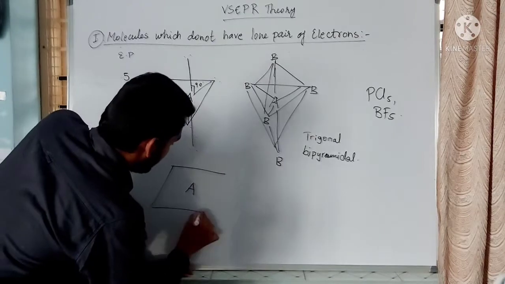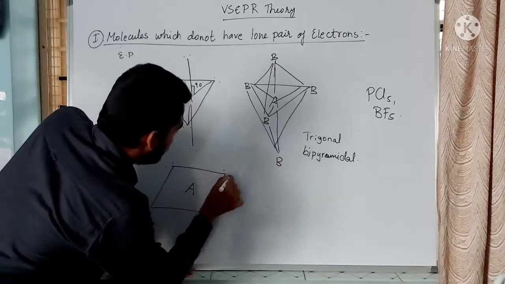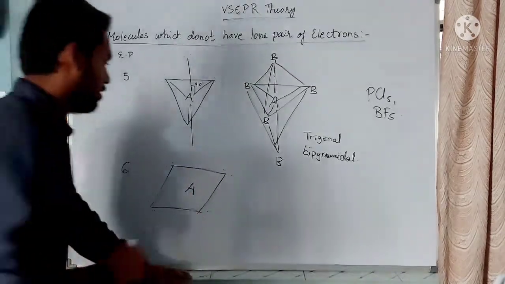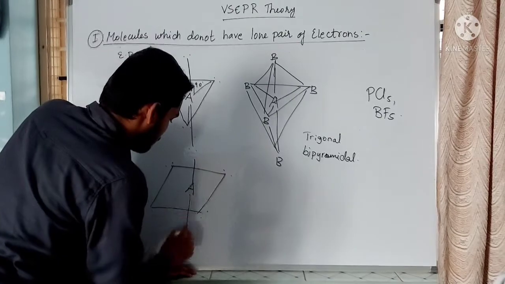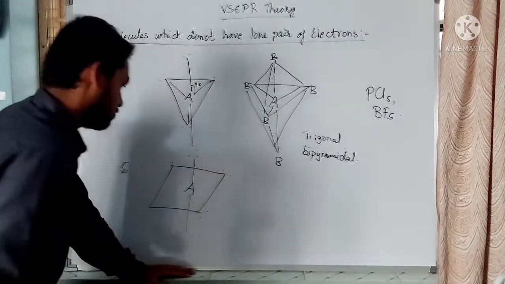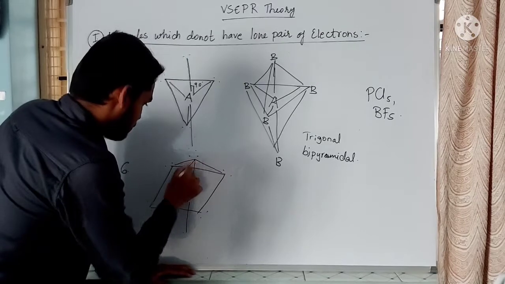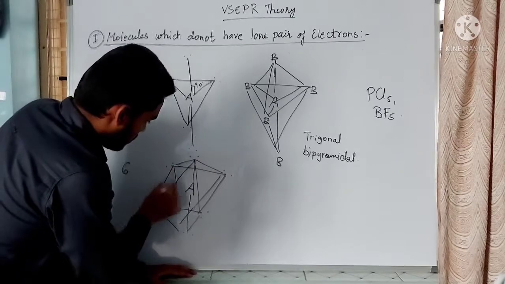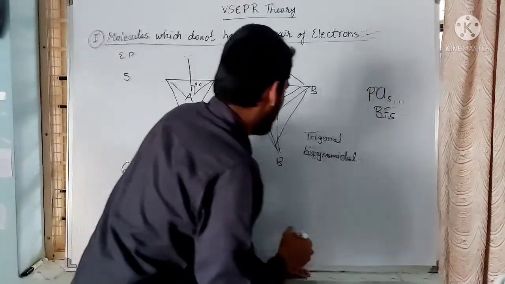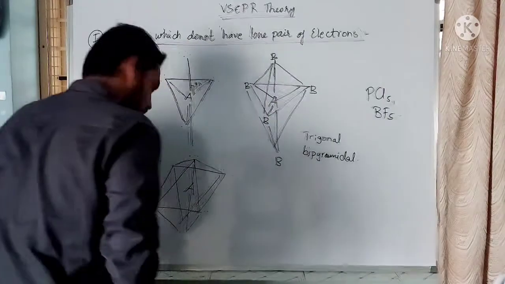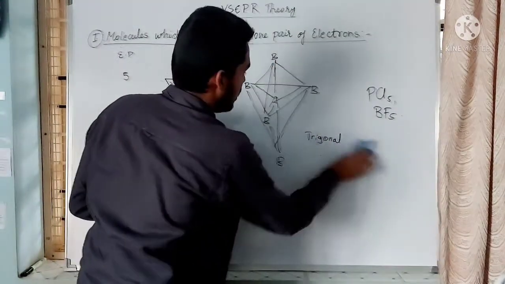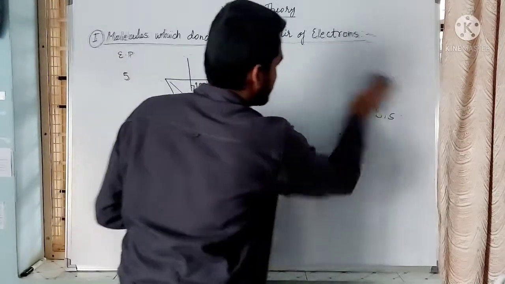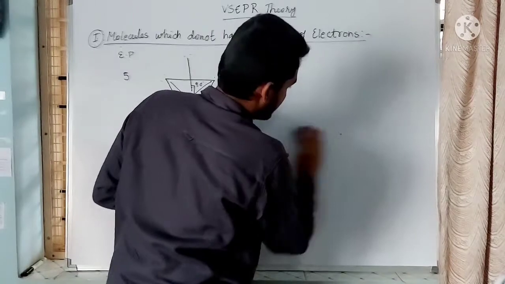Let me draw a square planar structure here. 1, 2, 3, 4. Now I still have 2 electron pairs. Already 4 have been done. So I have 2. This is the 5th. This will be the 6th. And it will be in this way. So in this atomic structure, in the molecular geometry, I am going to get it in this way. So let me rub it off so that I can get more space to draw the 6th structure.